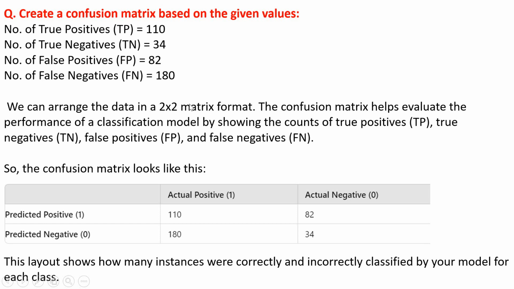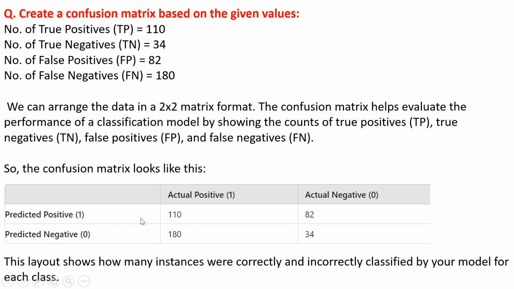So now we can arrange the data in a 2 by 2 matrix. See here, 2 by 2 matrix format. The confusion matrix helps us to evaluate the performance of a classification model by showing the counts of TPs, TNs, FPs and FNs. So see the confusion matrix, students. Here, if it is predicted positive, we are taking it as 1, predicted negative, we are taking it as 0. So here actual positive is 1 and this is 0.